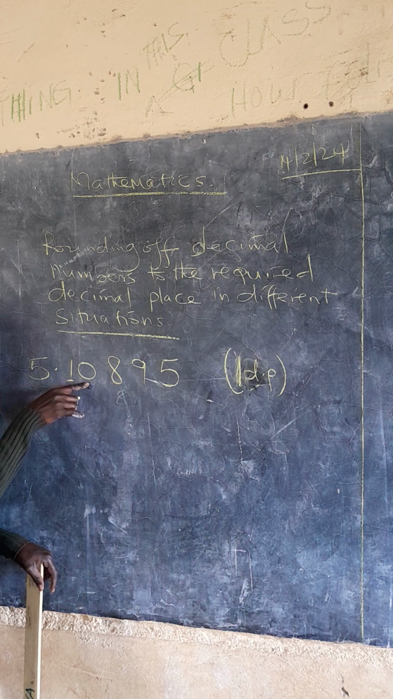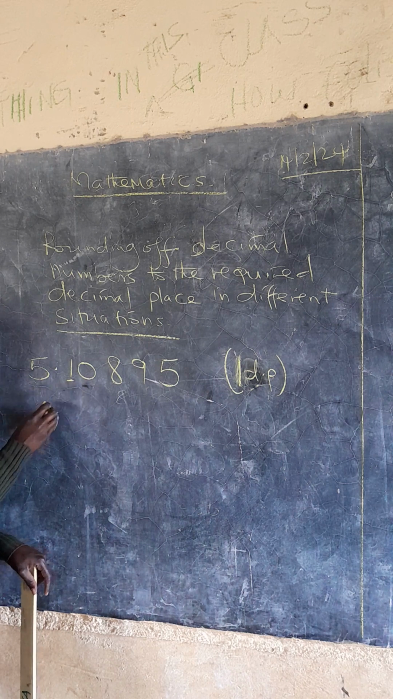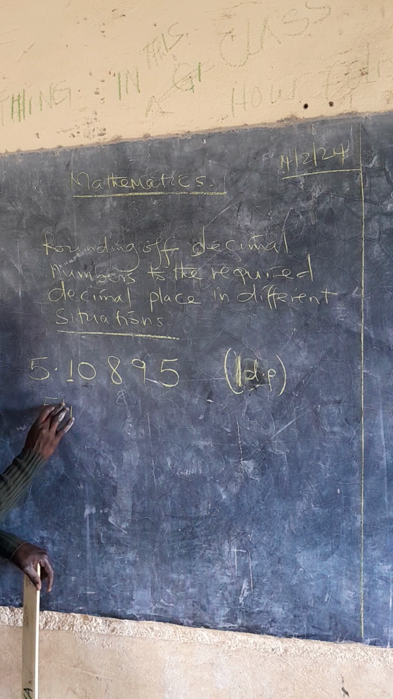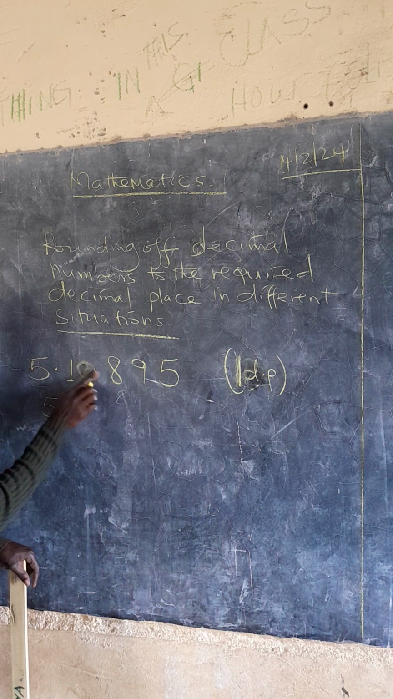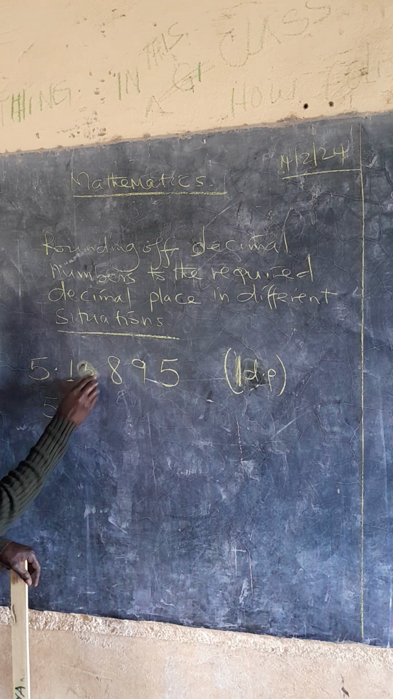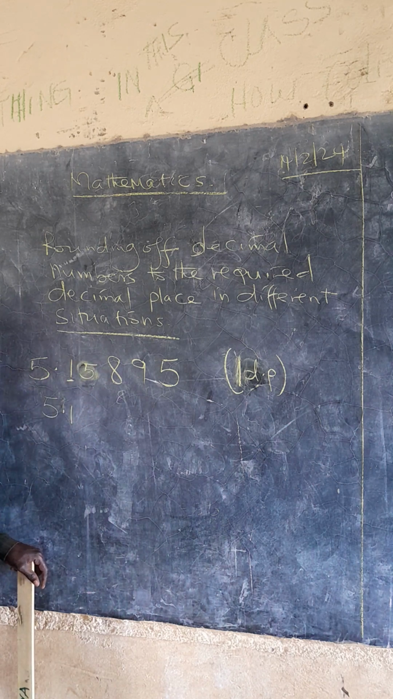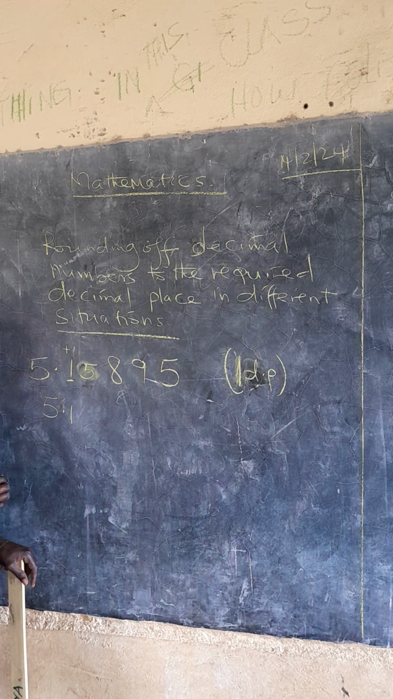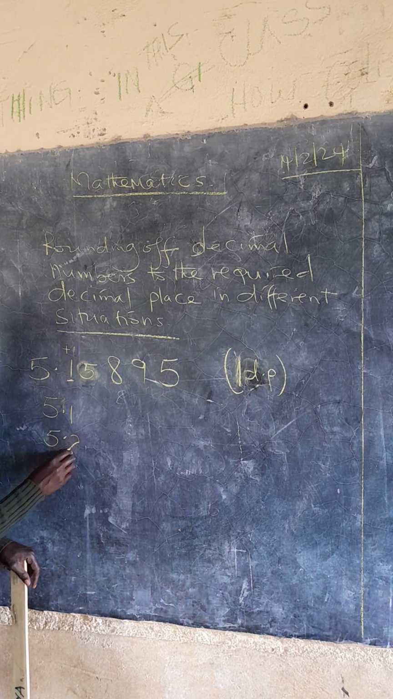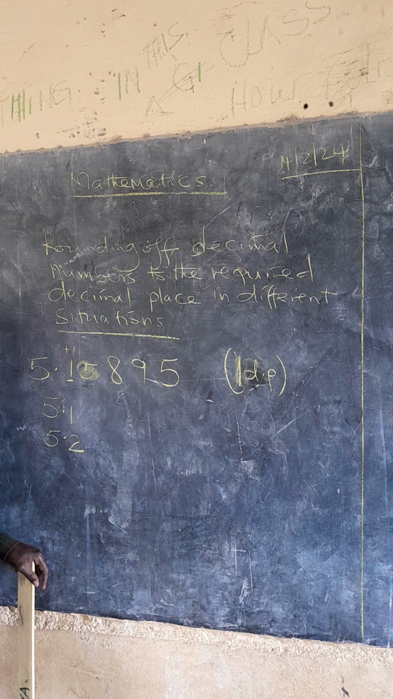So is it more than 5 or less than 5? Less than 5. So this one will be 5.1. But if this one would have been 5, what would we have done? You add 1 here, so that it will be 5.2.